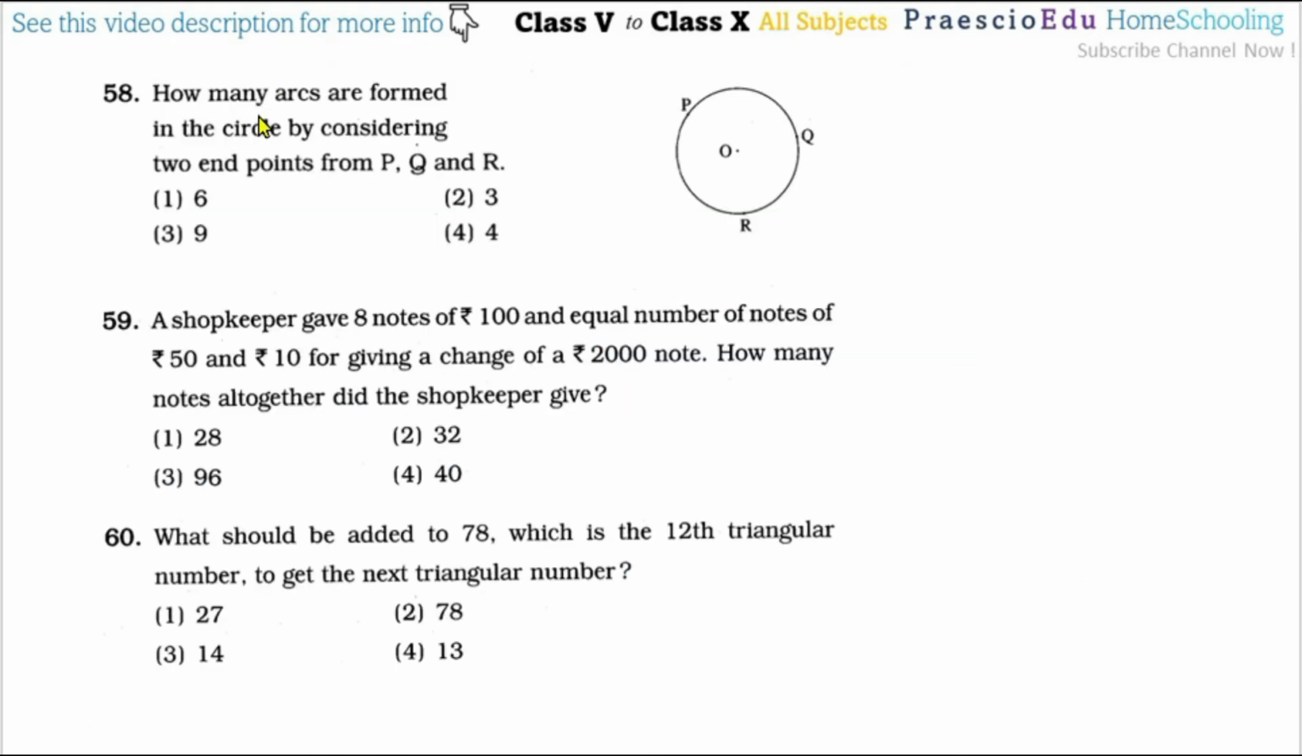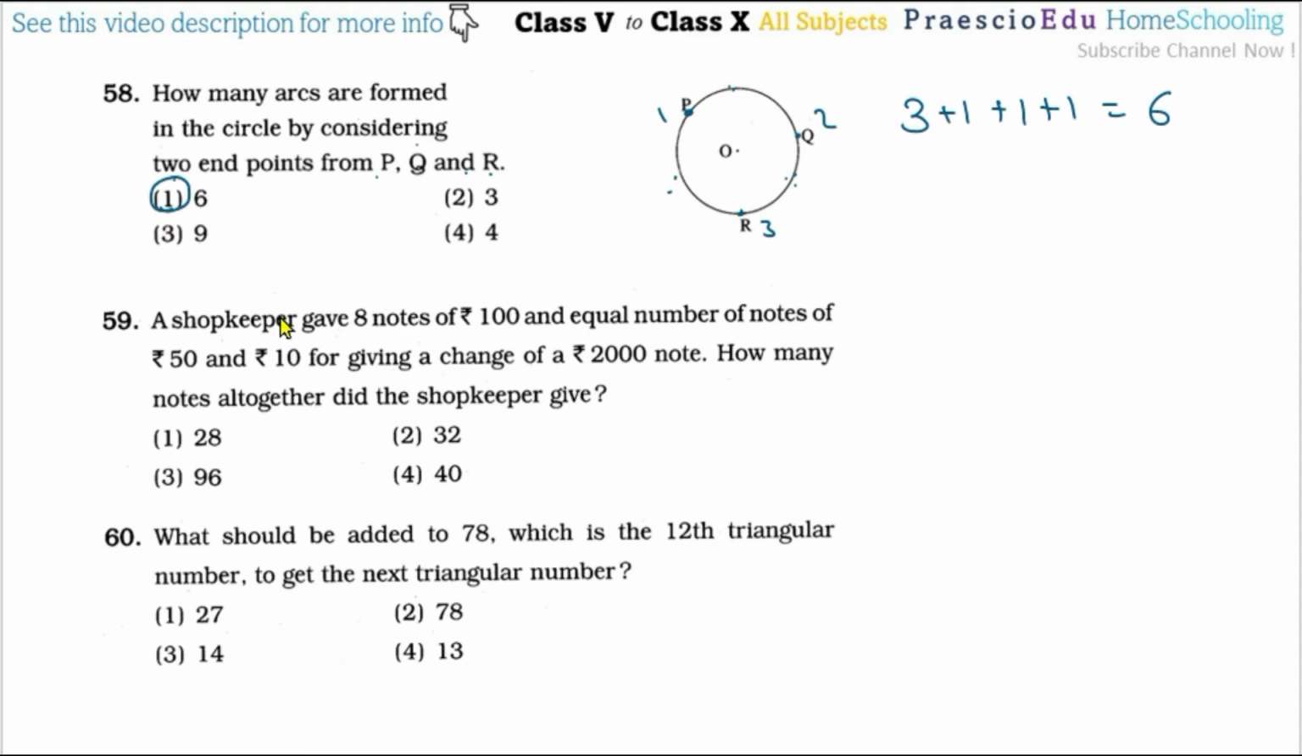Now, question number 58. How many arcs are formed in the circle by considering the two endpoints from P, Q, and R? So, this is point 1, this is point 2, and this is point 3. So there is 1 arc, then 2 and 3. So these are the 3 arcs. Then, adding this 1 and 2, that is 1. Adding this 2, that is another one. And adding this 2, that is another one. So the addition of these is 3, and previously that was 3. So in total 6 arcs we can make. So 6 arcs can form, which means option number 1 is the correct one.